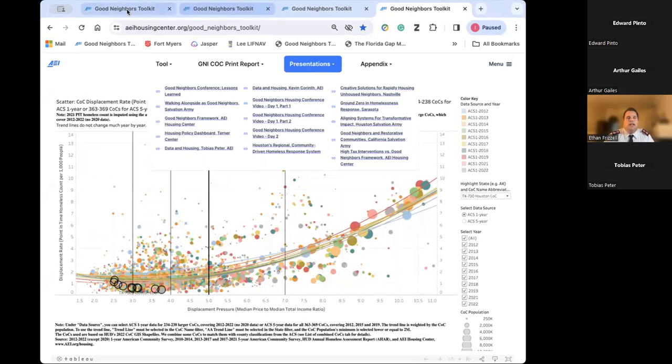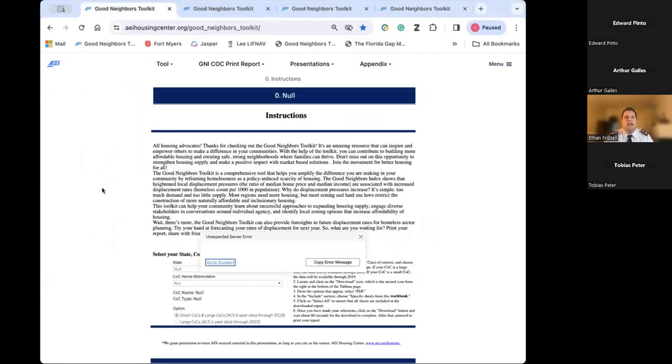As we look at the index, you can find it at AEI Housing Center, Good Neighbors Toolkit. If you Google it, thankfully, it pops right up very quickly. Today, we will be looking at the tool as a whole. We'll be looking at the GNI COC print report. And I would like to mention that there are presentations available, both taped and live like this one, and slide decks that are easy to use for your benefit in your community. And finally, the appendix has additional tools.